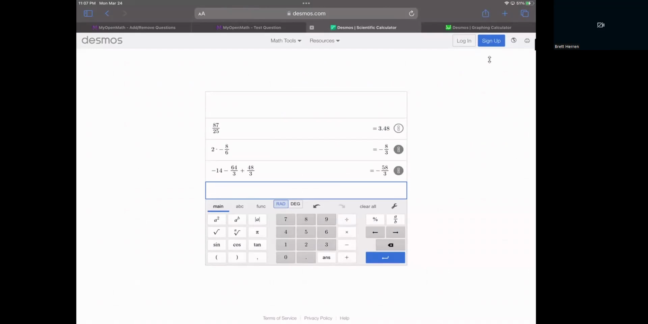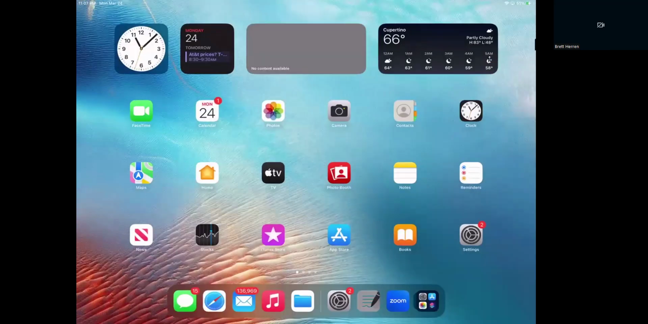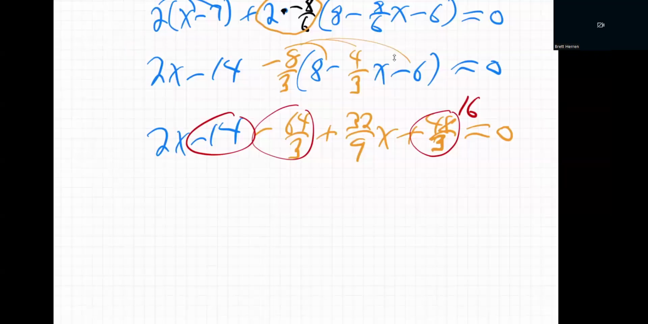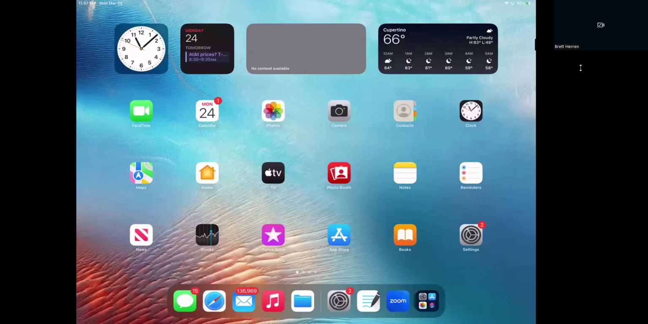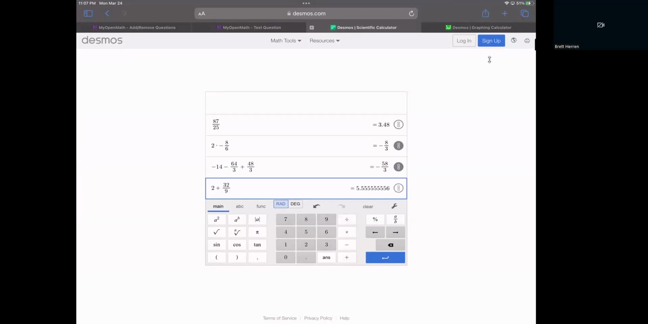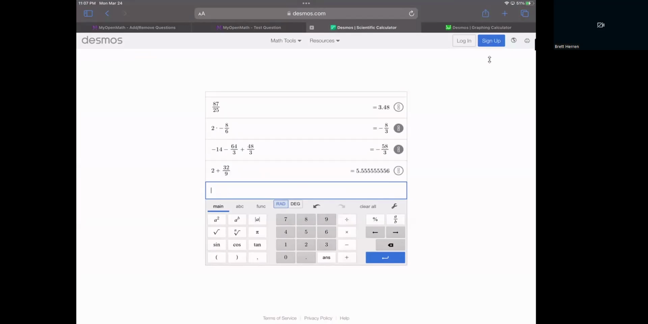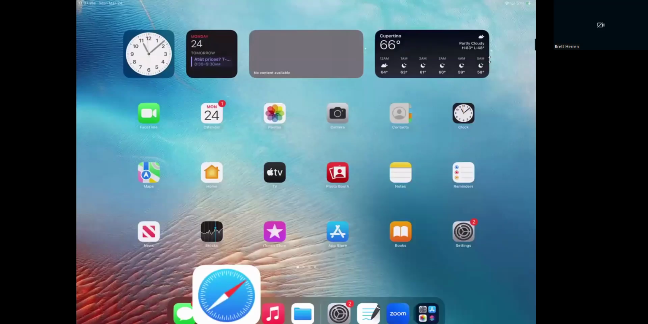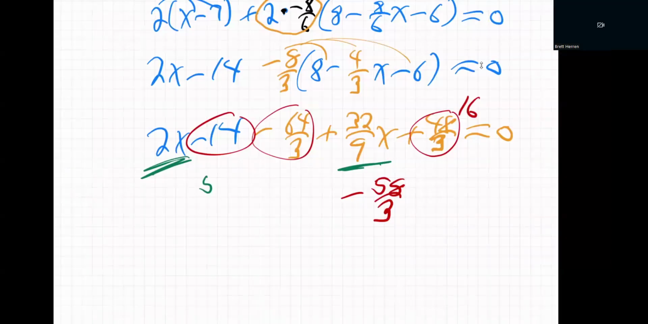And hit the button. Minus 58 thirds. So those make minus 58 thirds. And then these two, 2x and 32 over 9. Just add 2 and 32 over 9 on Desmos. Hit the fraction button. 50 over 9 x. I just took the x off, right? 50 over 9x equals 0.